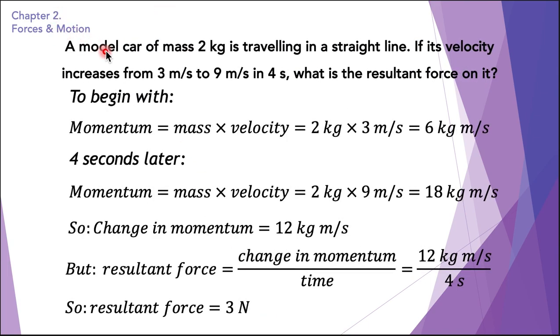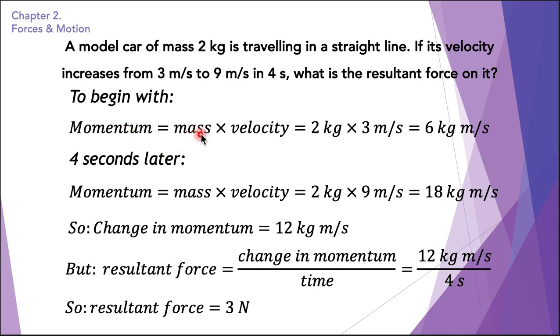So, a model car of mass 2 kg is traveling in a straight line. If its velocity increases from 3 meters per second to 9 meters per second in 4 seconds, what is the resultant force on it? So to begin finding the answer, we use this equation.